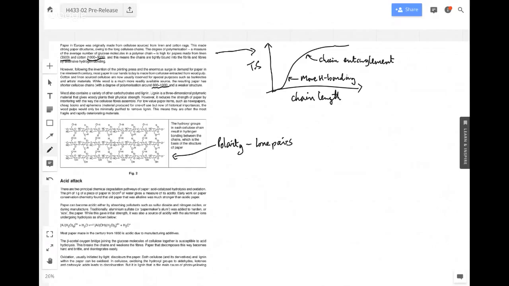And then it talks about the sorts of things which attack paper. And it goes on about acid attack. And it says there are two principal chemical degradation pathways: acid catalyzed hydrolysis and oxidation. So in terms of hydrolysis, the mechanism here isn't on the spec, but there are plenty of examples of acid-base hydrolysis that you're meant to know on the spec. So obvious ones are esters and amides.